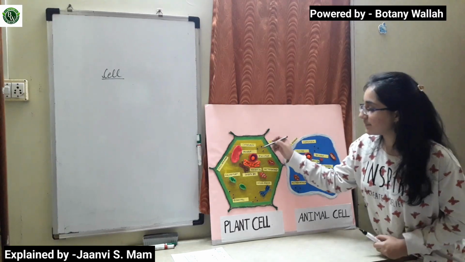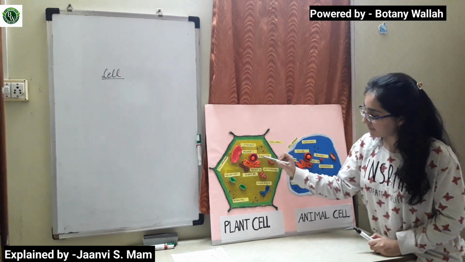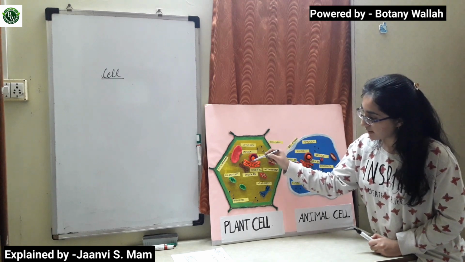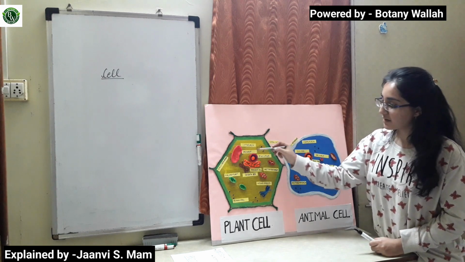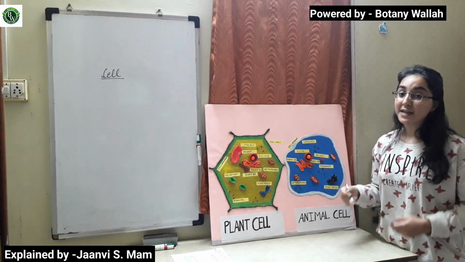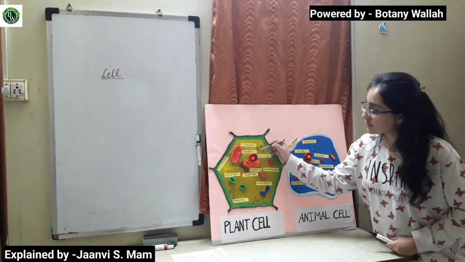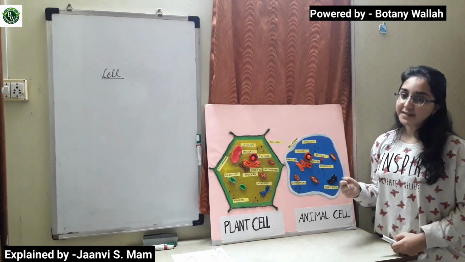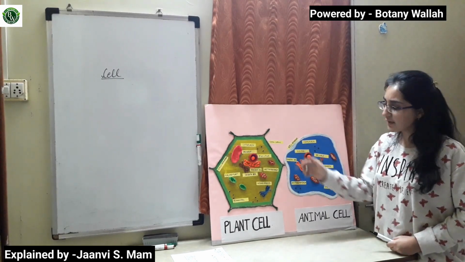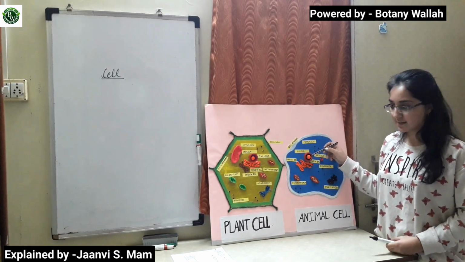Then you can see a nucleus over here, which I have labeled. The nucleus is the brain of a cell. It regulates and helps to control the whole cell. The nucleus has the genetic material of every cell. In the plant cell the nucleus is present, and even in the animal cell it is present.